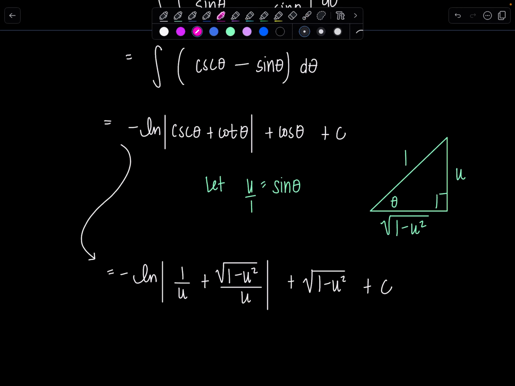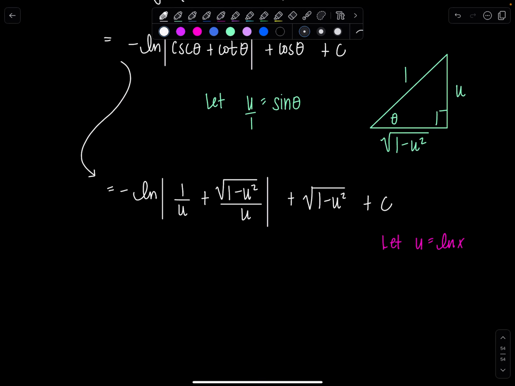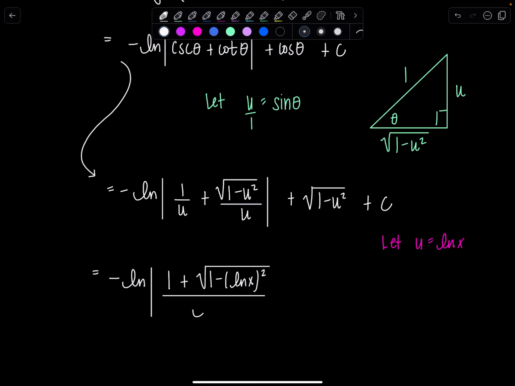And then if you'll remember, in the very beginning of the problem, we had let u equal the natural log of x. So we have to go back to ln of x's. So here we have negative natural log absolute value of 1 plus the square root of 1 minus ln of x squared, over ln of x. We have to keep the absolute value bars because ln of x might be negative. And then we have plus the square root of 1 minus ln of x squared, plus c.